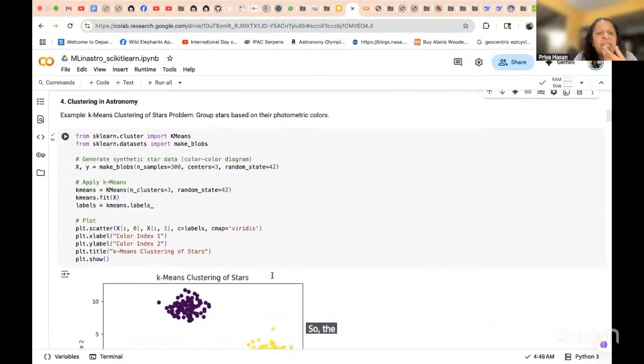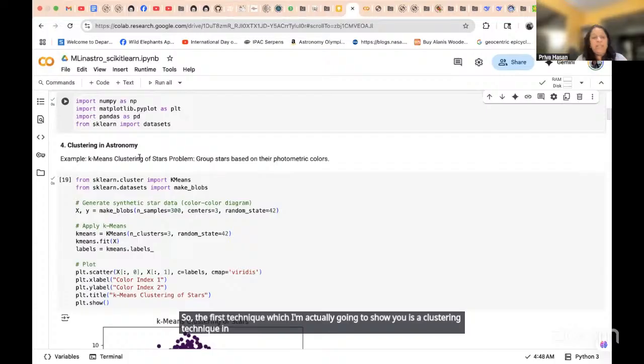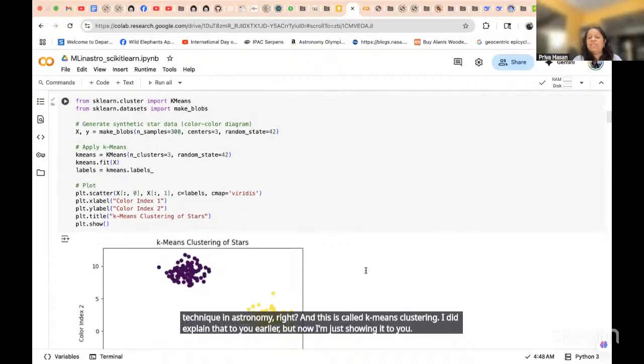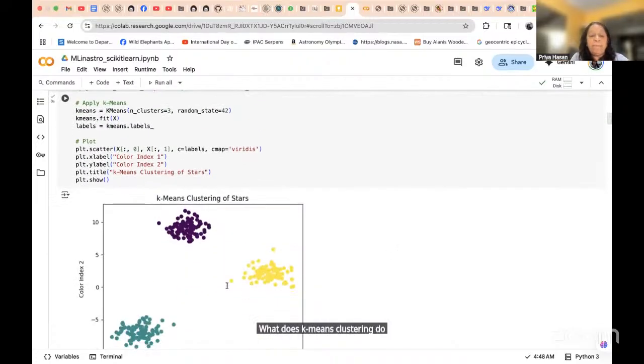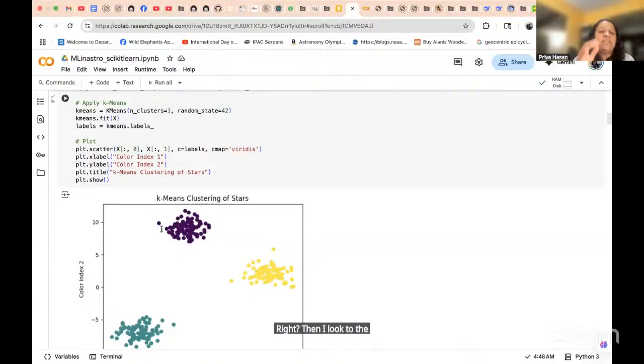The first technique which I'm going to show you is a clustering technique in astronomy, called k-means clustering. I did explain that to you earlier, but now I'm showing it to you. What k-means clustering does is, for example, if I have a star over here and I want to see whether there's a cluster, I look at the distance to the first closest object, then the second closest object, the third, the fourth.